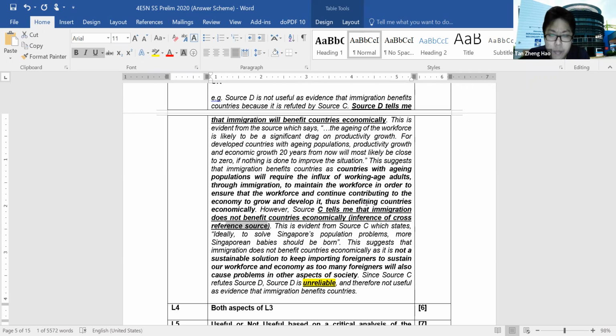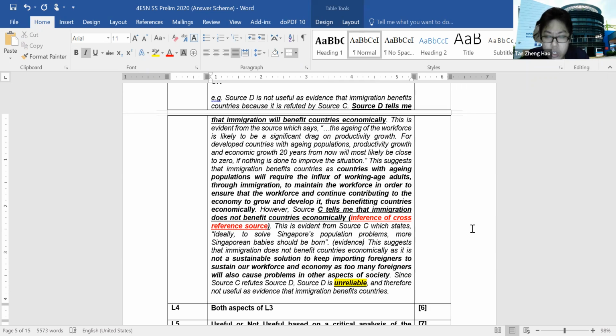So again, after I do one source, I want to repeat the same process for my second source. And I want to give evidence. Evidence from source C, ideally to solve Singapore's population, more Singaporeans were born. Okay, this is the evidence. Now, how does that challenge source D? Let's read on. Okay.